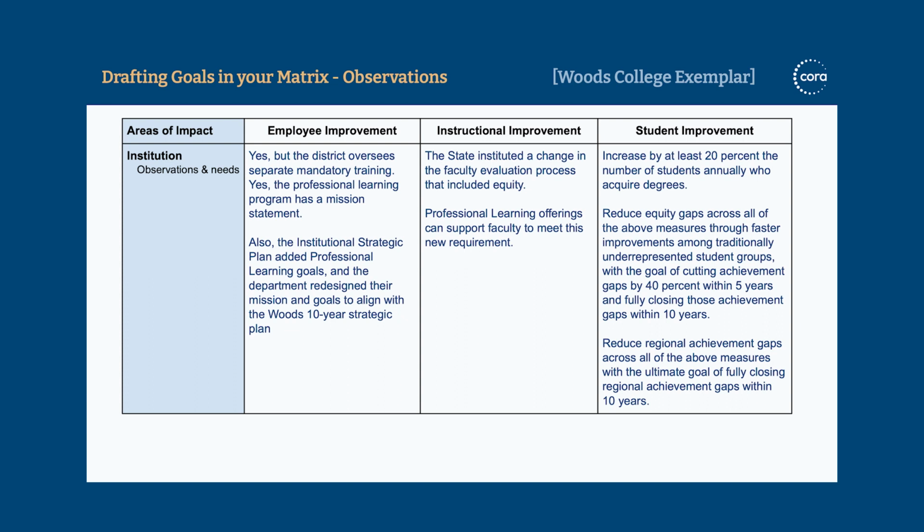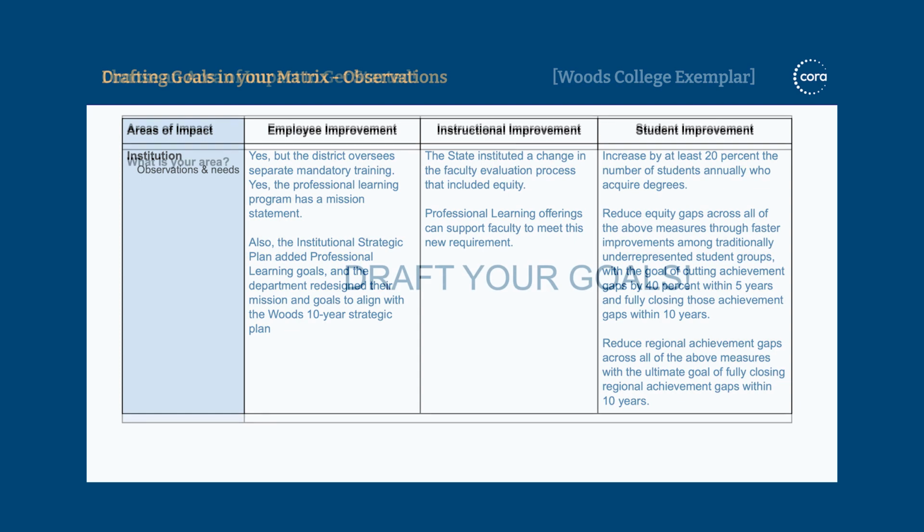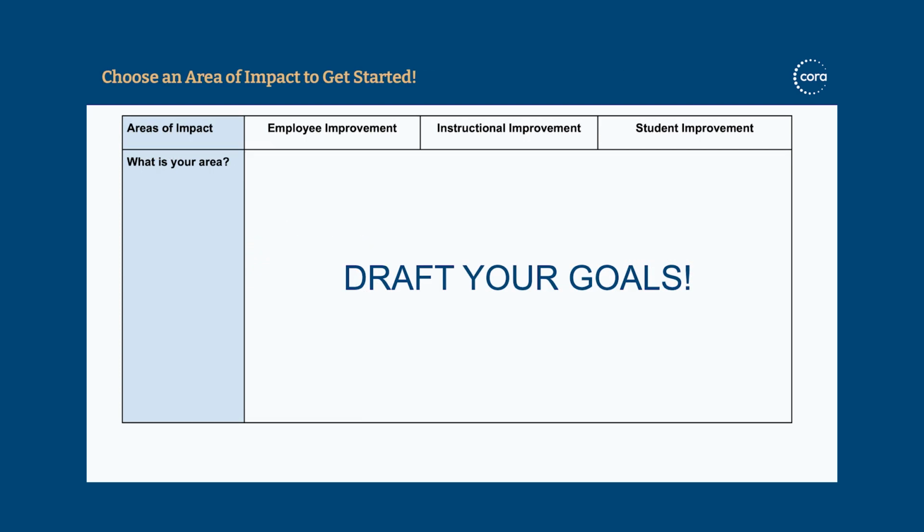And so how can we revisit those prompts? So we see here, we have sourced information from that Woods College case study, and then we have those blank goals. Now if you look at that same worksheet, you'll see that you have an area of impact, and it says, what is your area? And then you also have a blank slate, right? So you can draft your goals in this area. So take a moment and you can pause the video to review your matrix and your answers.